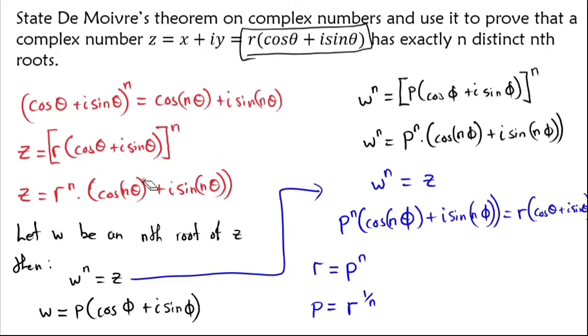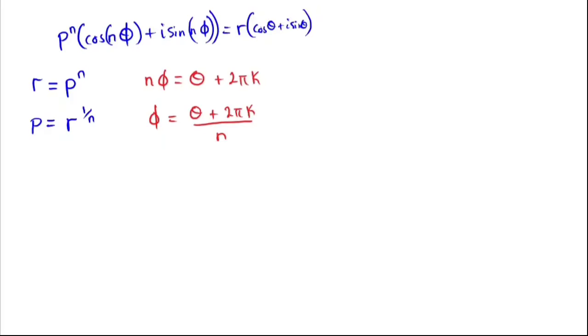Now let's equate the arguments as well. The arguments are just the angles in this case. The angles will be n phi is equal to theta. But remember, if this is in generalized form, then this will be theta plus 2 pi k. So this means that phi is equal to theta plus 2 pi k divided by n. So based on this information, this is how we can now present it.